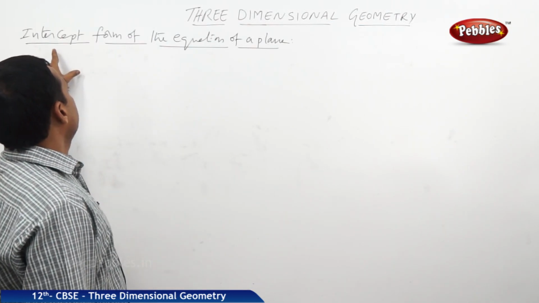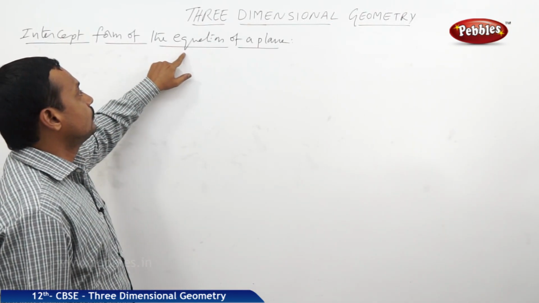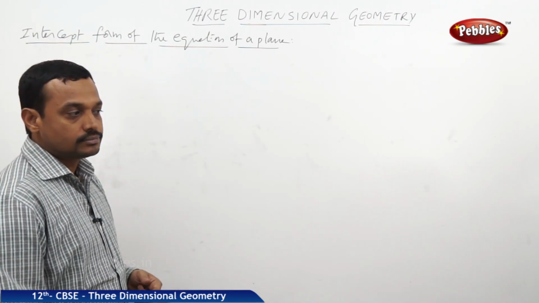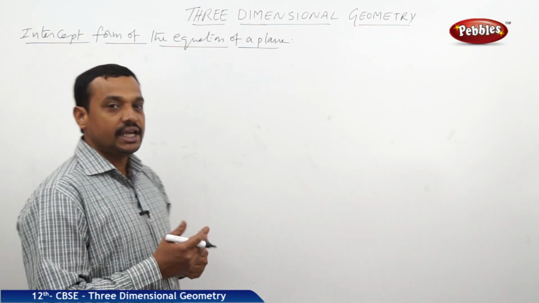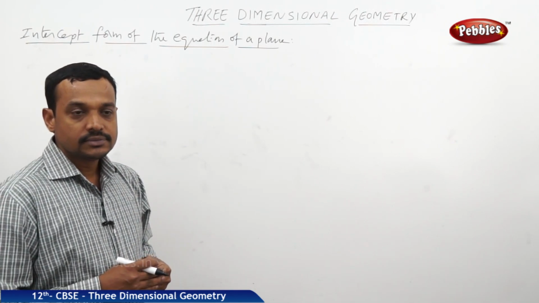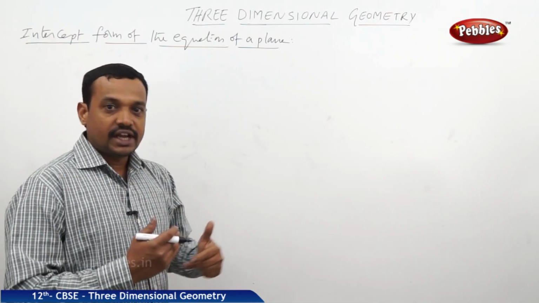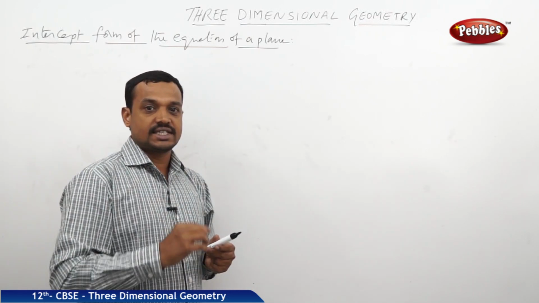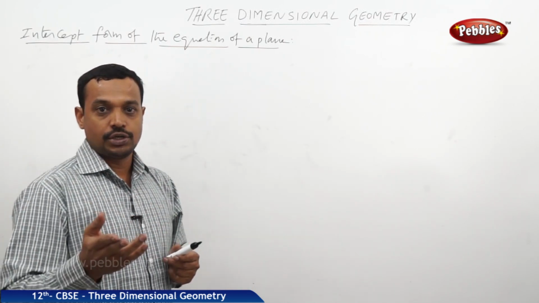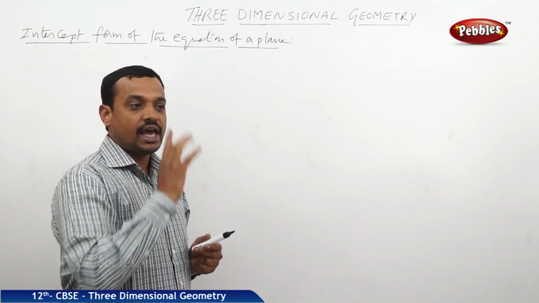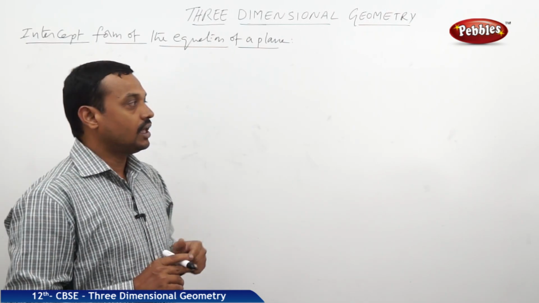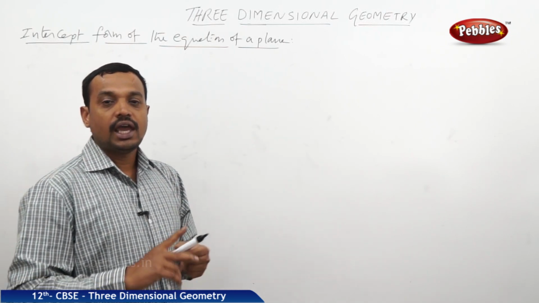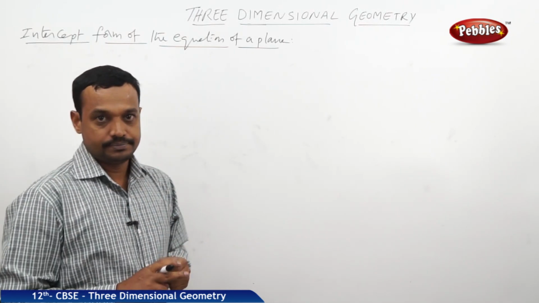Now let us find the intercept form of the equation of a plane. What is meant by intercept? In straight lines, you already studied that if a straight line meets the x-axis at a point (a, 0) and meets the y-axis at (0, b), then a and b are called the x and y intercepts of the line.